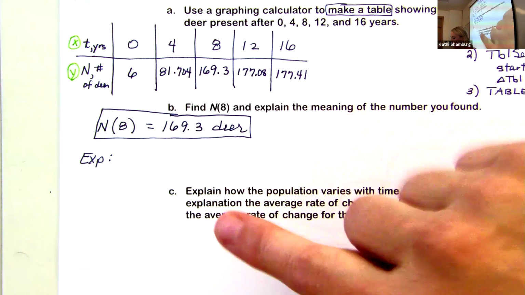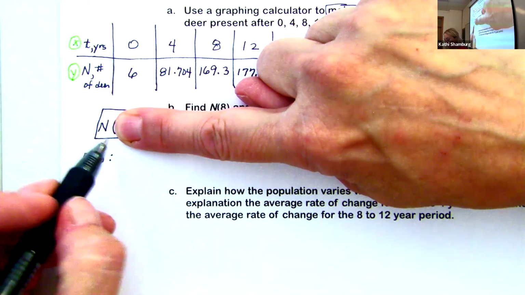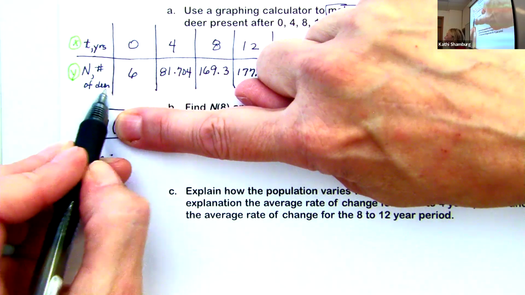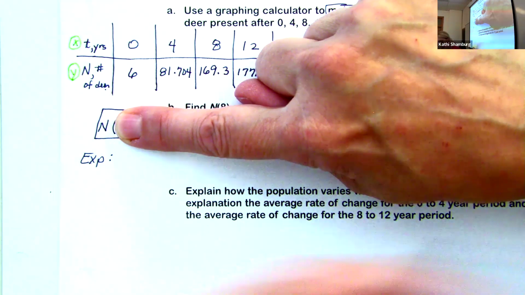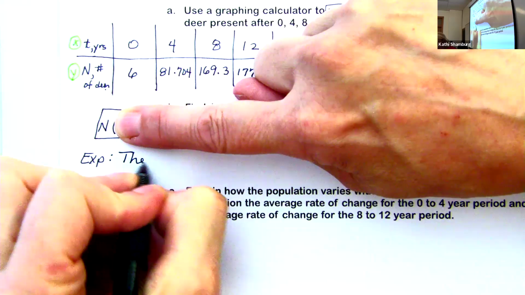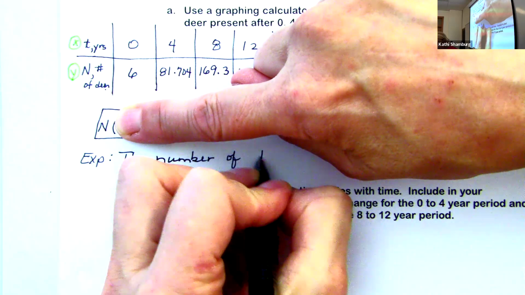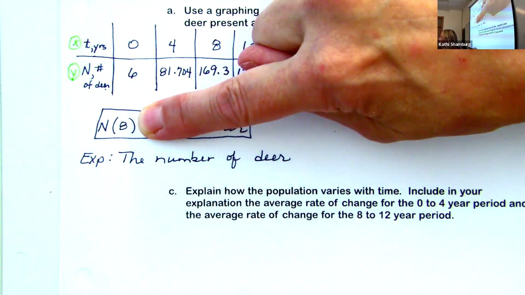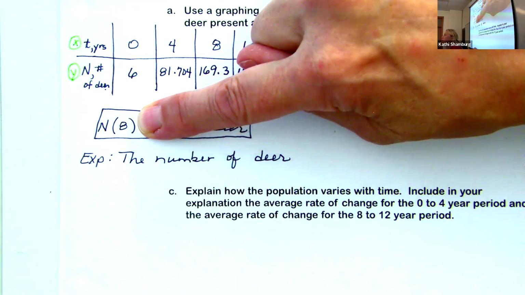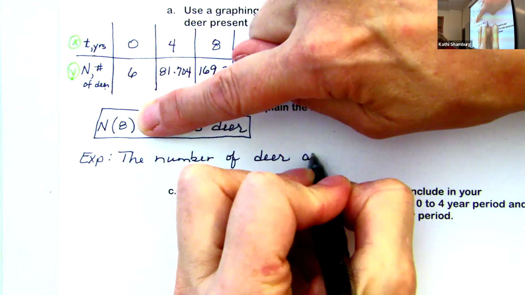Okay. Again, I'm just going to rewrite this in words. So I start out and I go, well, what is N? Oh, that's the number of deer. So if you said the number of deer, if you said the deer population, either is fine. The number of deer, what does 8 mean? After 8 years. Now, if I knew it was since 2000, I would say in 2008, but we don't know that. So I'll just say after 8 years.